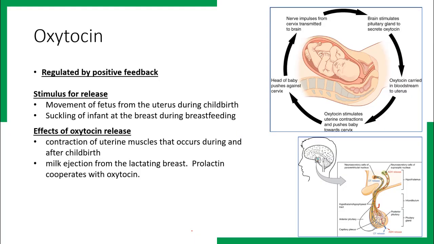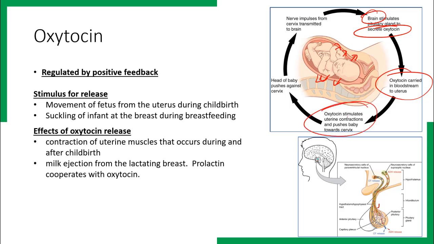Moving on to the second hormone that's released by the posterior pituitary. As I said, this is one of the few hormones that's regulated by positive feedback. Stimulus for release is the movement of the fetus from the uterus during childbirth. So as the fetus moves into the birth canal, as the head, the body of the fetus moves, it activates stretch receptors over here, and the stretch receptors send a signal to the brain, to the posterior pituitary to release oxytocin.